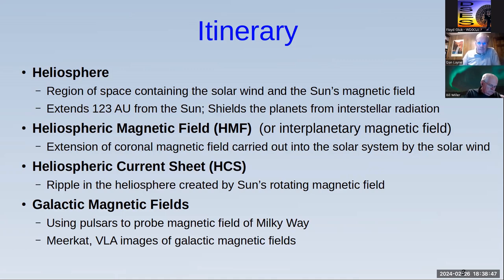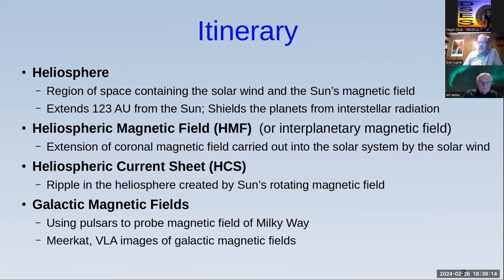Then specifically, we're going to be looking at the heliospheric magnetic field. If you look at an old textbook, it used to be called the interplanetary magnetic field, but now they call it the heliospheric magnetic field. I'll just call it HMF. And that's the magnetic field that extends out from the corona. It's blown out by the solar wind from the sun's corona.